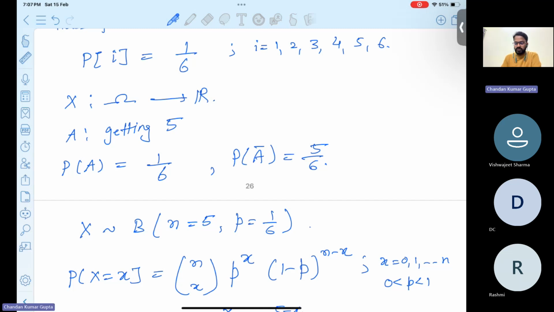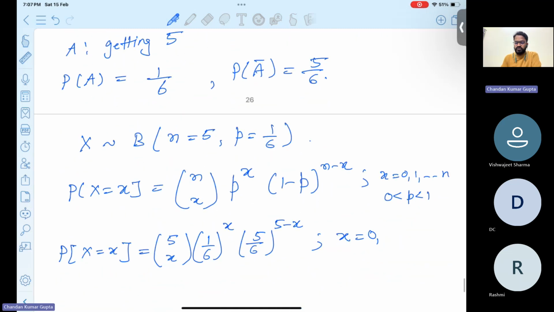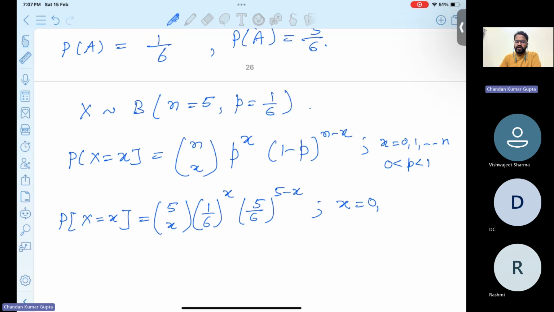And we roll the die 5 times. So either we get x equal to 0, meaning no 5 will occur in 5 rolls, or 1 or 2, or it may be possible that in all 5 trials we get 5. So the value of x may take the values 0, 1, 2, 3, 4, and 5 only.